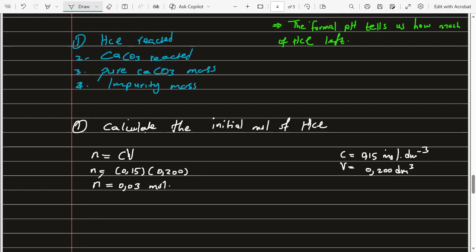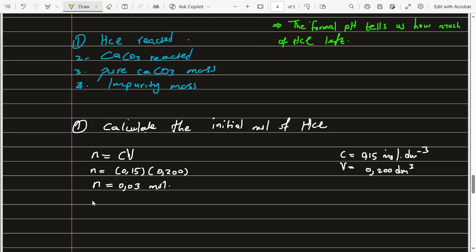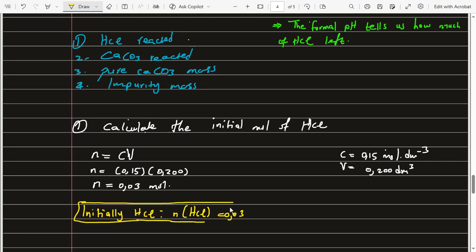Okay, so I think it's best if we definitely highlight this. So initially, the HCl has the number of moles of that HCl to be 0.03. And this is something that we definitely need to highlight for upcoming steps.